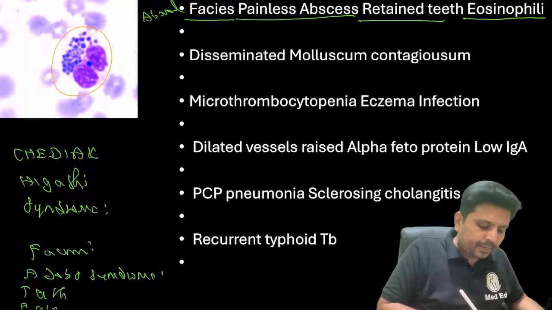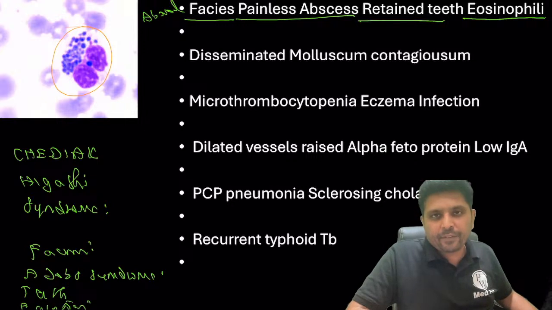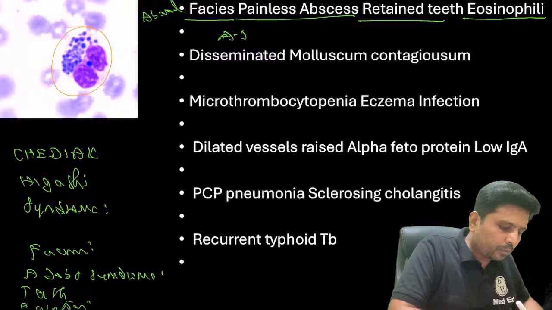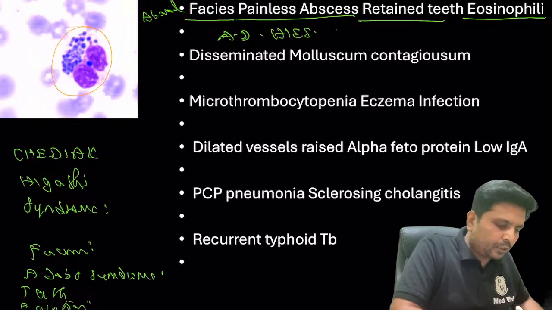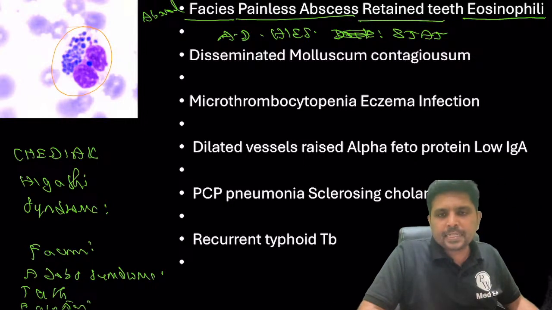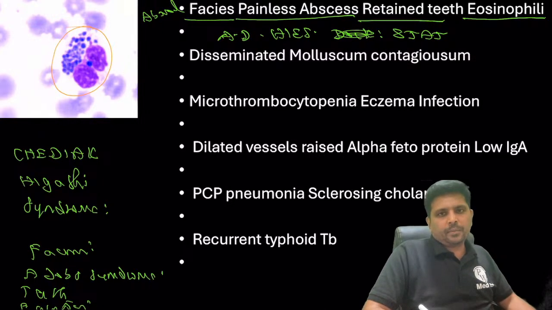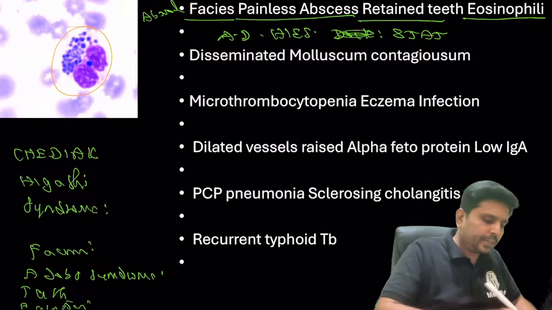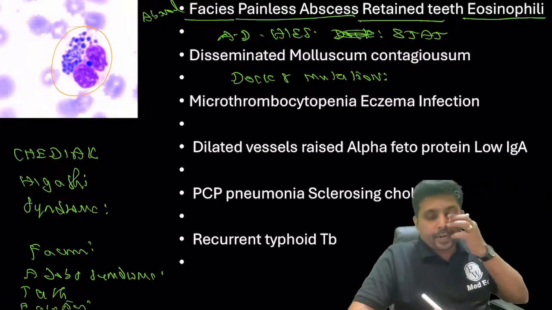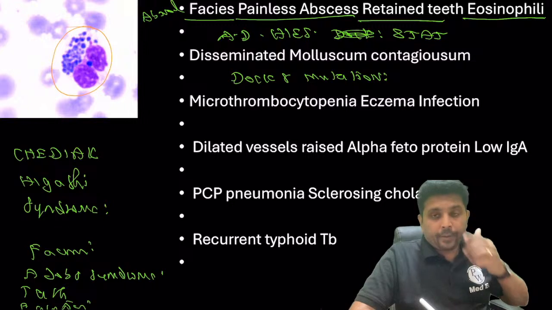Okay, atopic dermatitis. All these are in favor of autosomal dominant hyper IgE syndrome, due to STAT mutation. As I told you, where you will get disseminated molluscum contagiosum, this usually occurs in DOCK8 mutation, right?